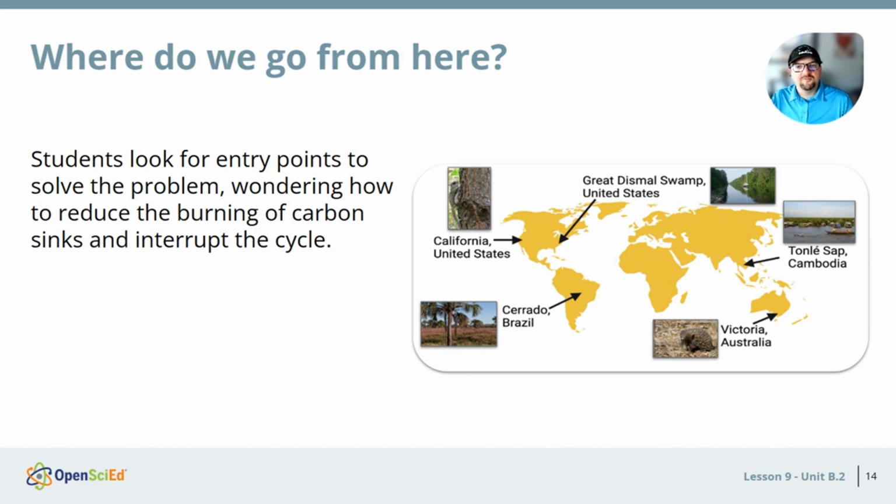With the feedback loop established, students naturally shift to looking for entry points to solve the problem, wondering how to reduce the burning of carbon sinks and interrupt the cycle. This sets up Lesson 10, where they will investigate case studies of successful fire management techniques to see how they impact energy and matter flow.